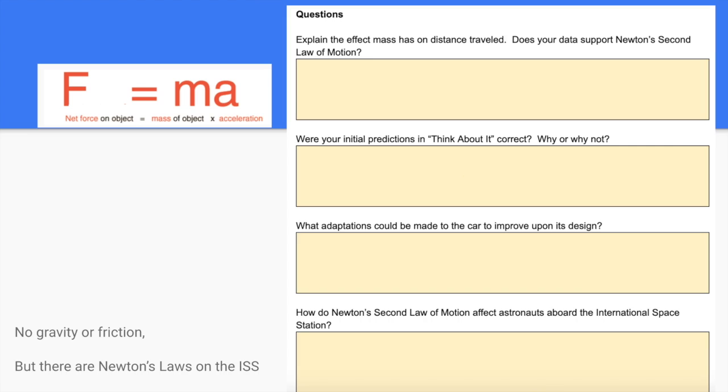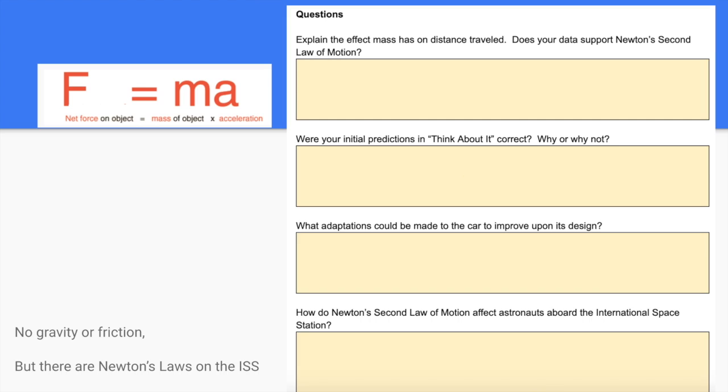So skipping a couple of those questions and moving to the last question. There were a bunch of different answers of how Newton's second law of motion affects astronauts aboard the International Space Station. There were a couple of things that you could have said. One thing is that, remember, there's not a lot of gravity, and so there's not a lot of friction. So when you push on an object with a little bit of force, it actually goes quite quickly, just like we saw with the chapstick.